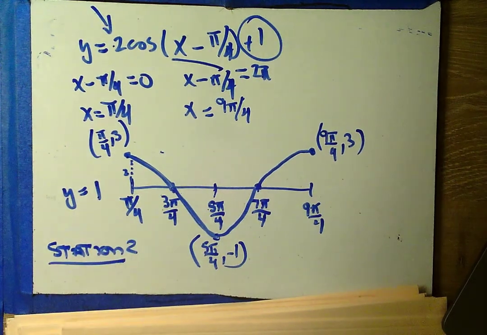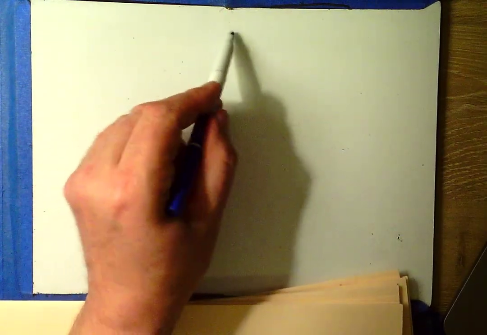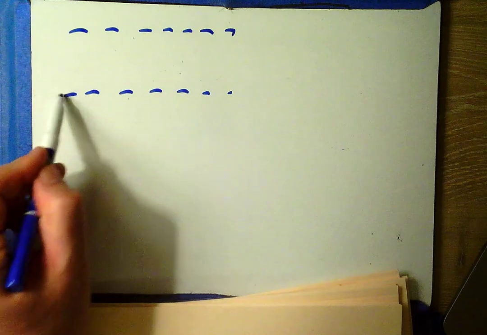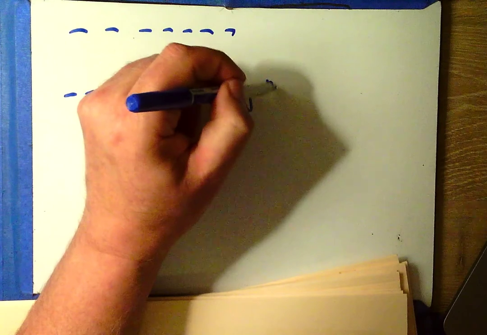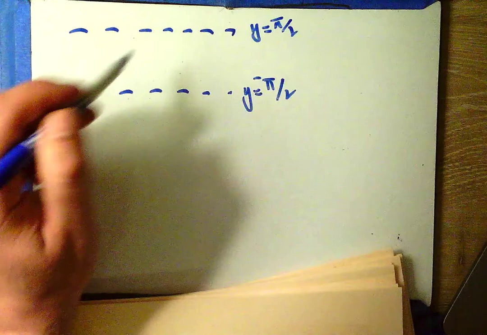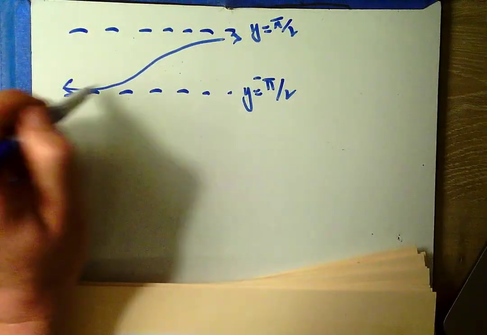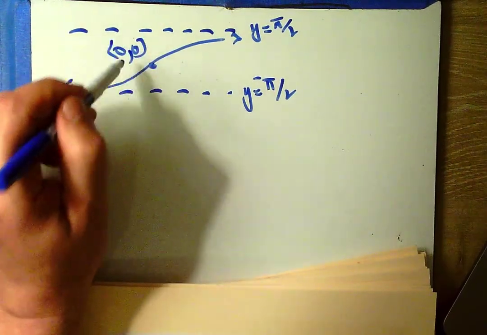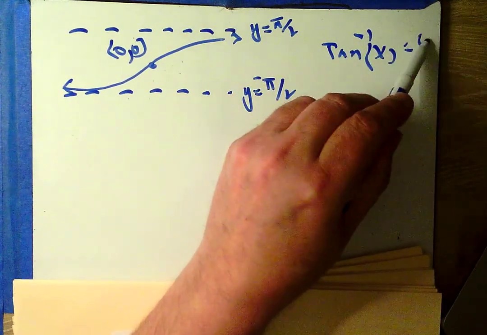Okay, let's take a look at station 3. Graphing inverse tangent. Okay, remember inverse tangent has horizontal asymptotes, like a logistic curve. Normally, these are at y equals negative pi over 2 and y equals pi over 2. And it has the characteristic shape with an inflection point at 0, 0. There's tangent inverse of x equals y.